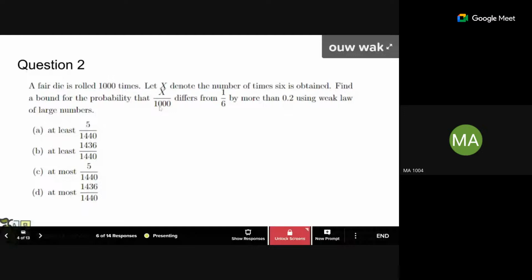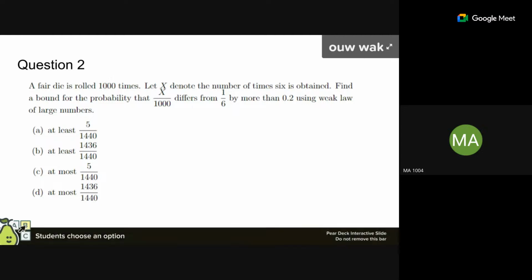We used the upper bound here, right? The question asked for the probability that X by 1000 differs from 1 by 6 by more than 0.2. That means you want X bar minus mu greater than delta. Whenever you are asked for X bar minus mu less than or equal to delta, then you can use the lower bound formula.